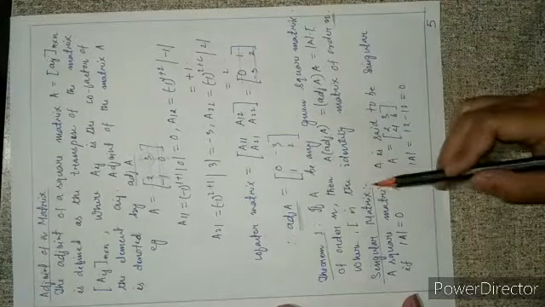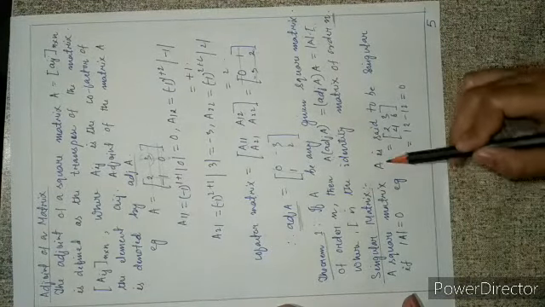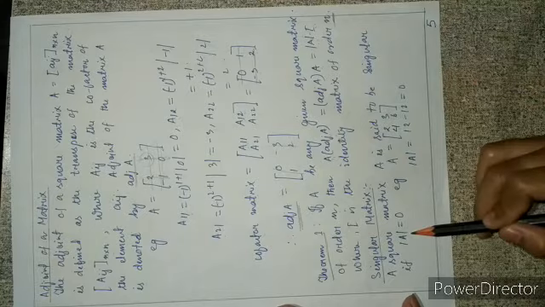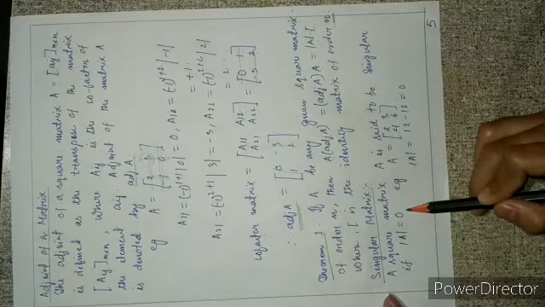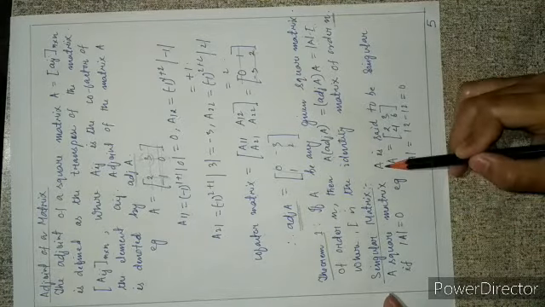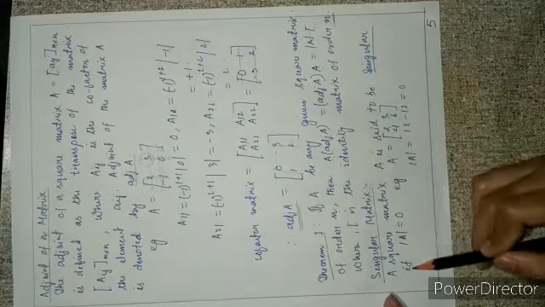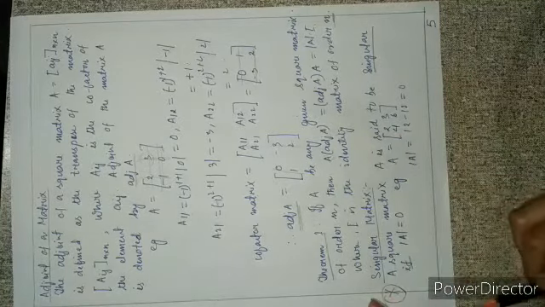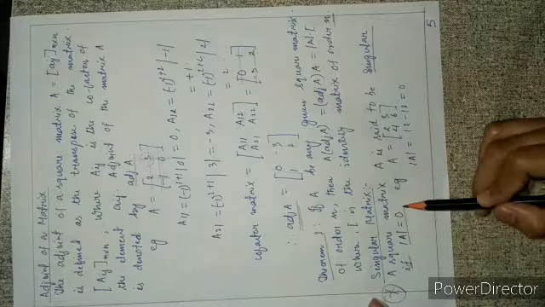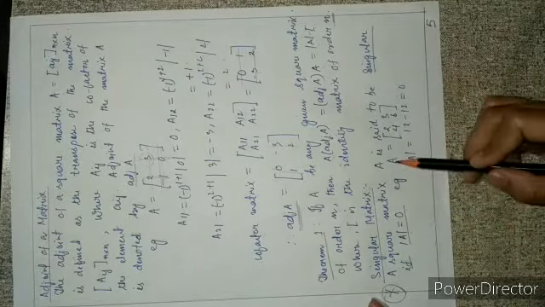Next, let's define a singular matrix. A square matrix A is said to be a singular matrix if the determinant of A is equal to 0. Any square matrix is singular if its determinant of A is 0.